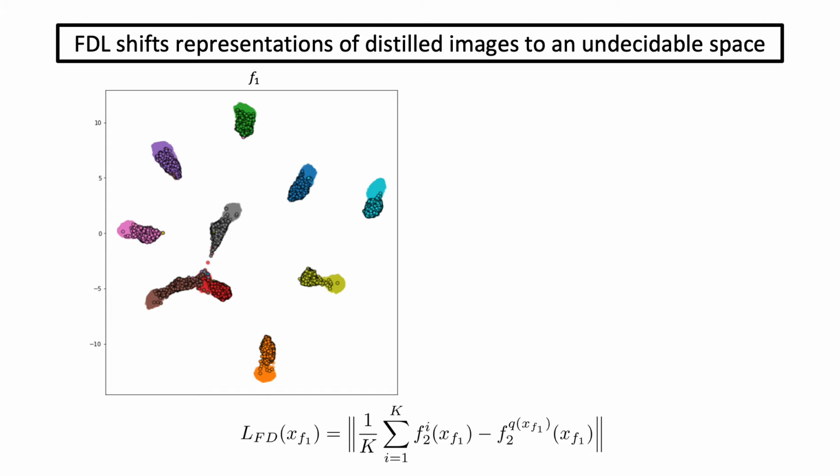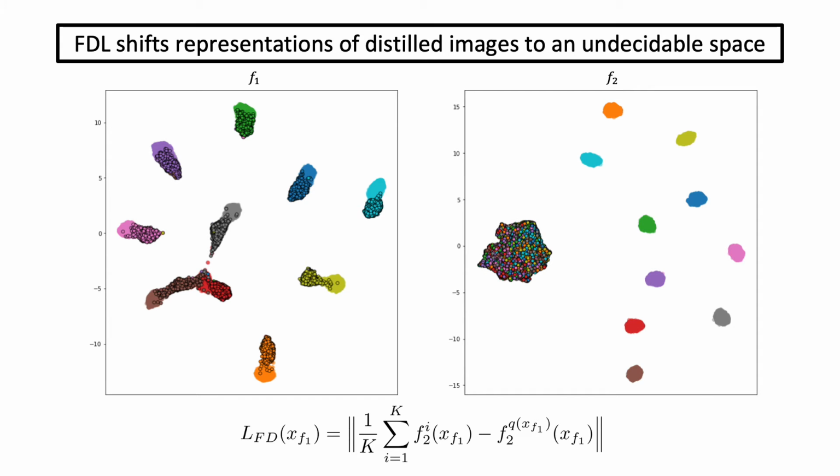Here is a visual example of the CIFAR embedding space. Each color represents class embeddings, and the outlined dots represent distillations. F2 shifted F1's encoded representations to an undecidable space, changing the whole embedding map.